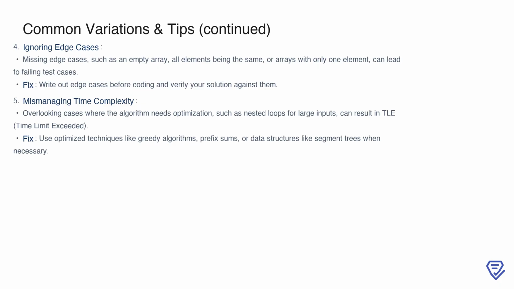Mismanaging time complexity is another common mistake. When working with large inputs, algorithms with nested loops or unoptimized operations can lead to time-limit-exceeded errors. To address this, explore optimized techniques such as greedy algorithms, prefix sums, or advanced data structures like segment trees. These approaches can significantly improve performance and ensure your solution scales well with larger constraints.